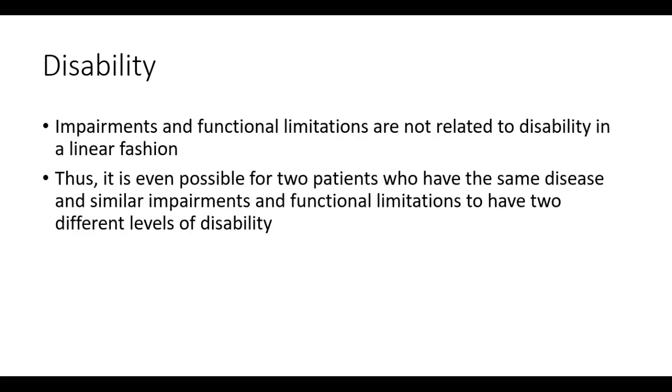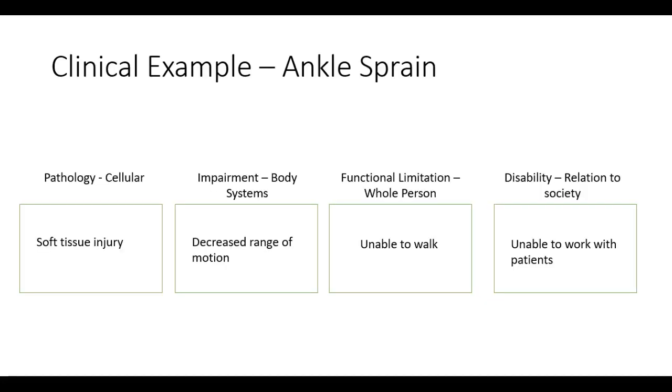So again, disability is not linear, just like we talked about with impairments and functional limitations. Because the patient is always at the center, the impairments and functional limitations are going to affect different people differently. So you can have two patients who have the same disease, similar impairments, but they have different levels of disability.